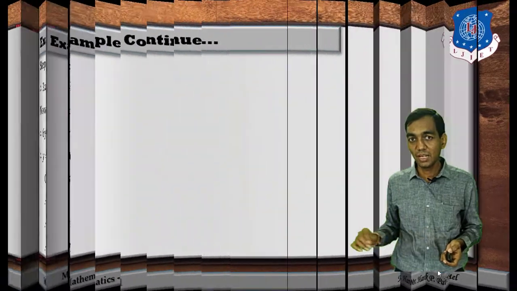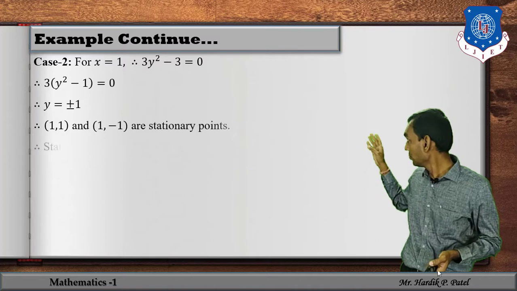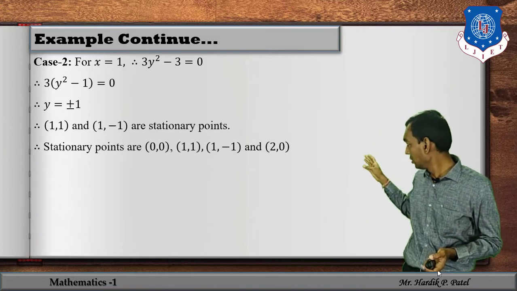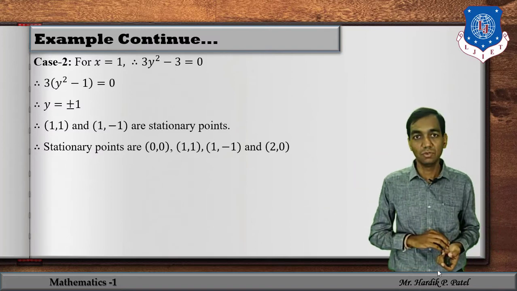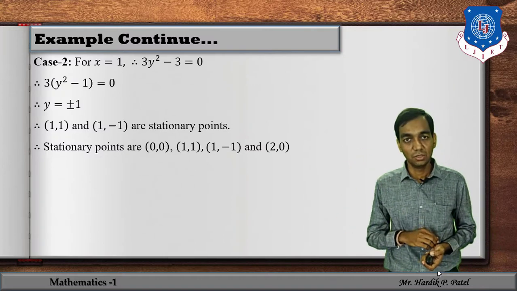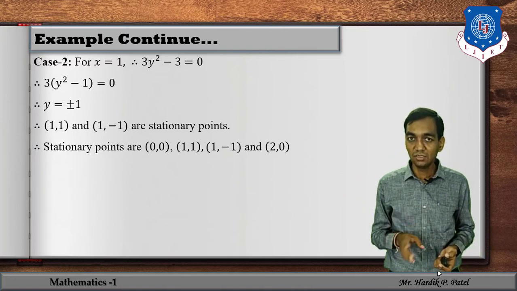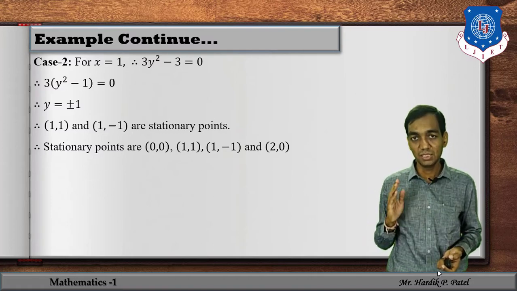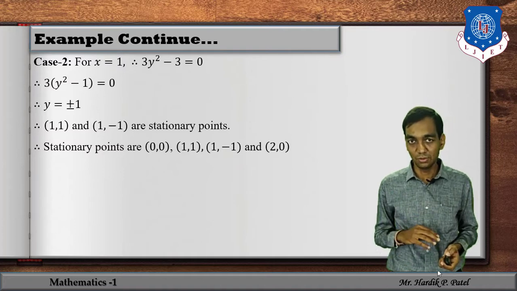In the same manner, case 2, we are going to put x is equal to 1. Then the equation reduces to the form 3y square minus 3 is equal to 0. So that will give you 3 into (y square minus 1) is equal to 0, and that will give you y is equal to plus or minus 1. So for x is equal to 1, we have y is equal to plus or minus 1. So we have two points, 1 comma 1 and 1 comma minus 1. These two are also stationary points. So totally we have four stationary points: first one is 0 comma 0, then 1 comma 1, 1 comma minus 1 and 2 comma 0.